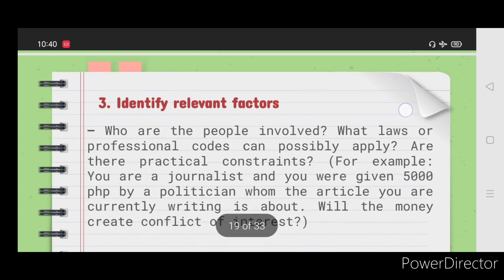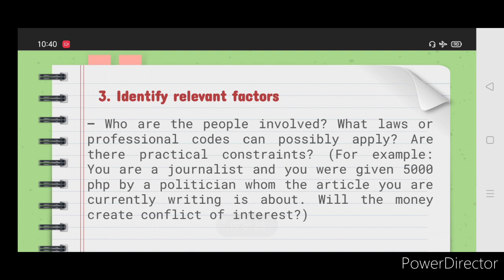Next is identify the relevant factors. Okay? When I say identify relevant factors, who are the people involved? Okay? What laws or professional codes can possibly be applied, or are there practical constraints? For example, you are a journalist and you were given 5,000 Philippine pesos by a politician whom the article you are currently writing is about. Will the money create a conflict of interest?